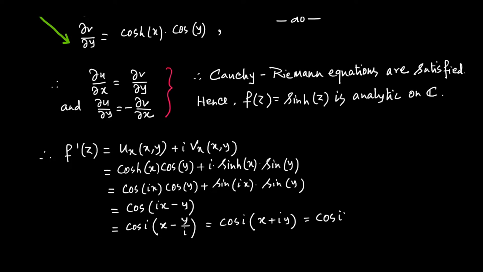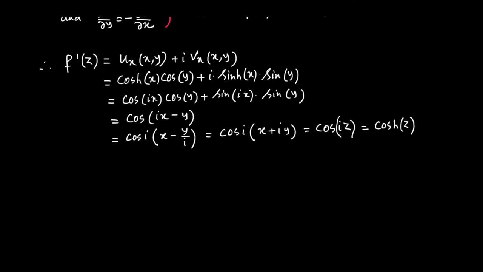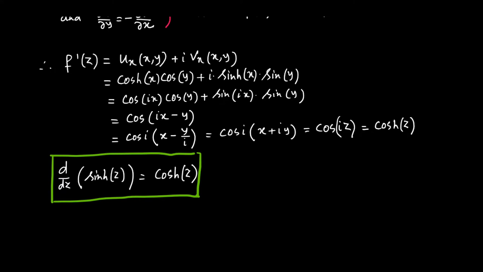Now x plus iy is z. So cosine iz. Now again, by the same formula that we used earlier, circular cosine iz will be equal to hyperbolic cosine z. So what have we got? We have got the derivative of hyperbolic sine z is equal to hyperbolic cosine z. So our first problem is solved.